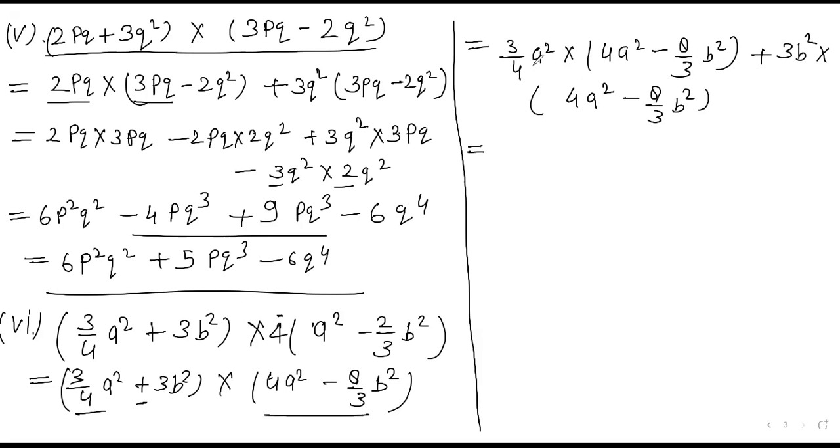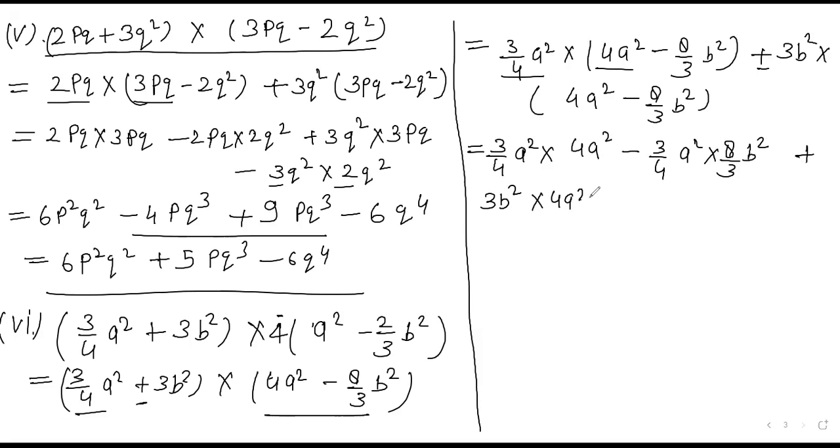Now one by one we will multiply this. So 3 upon 4a square is multiplied with 4a square, and when this is multiplied with this number, minus sign, 3 upon 4a square is multiplied with 8 upon 3b square. Now plus sign. 3b square is multiplied with 4a square. This number is multiplied with this number, then minus sign, 3b square is multiplied with 8 upon 3b square. Now everything is multiplied. Now we have to simplify only.